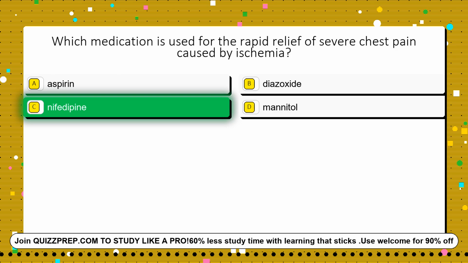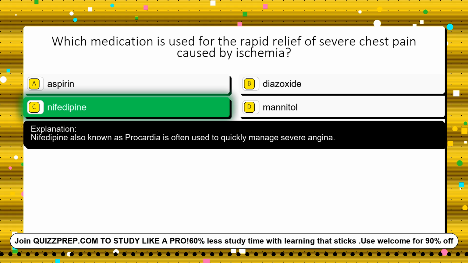The correct answer is option C. Nifedipine. Nifedipine, also known as Procardia, is often used to quickly manage severe angina.